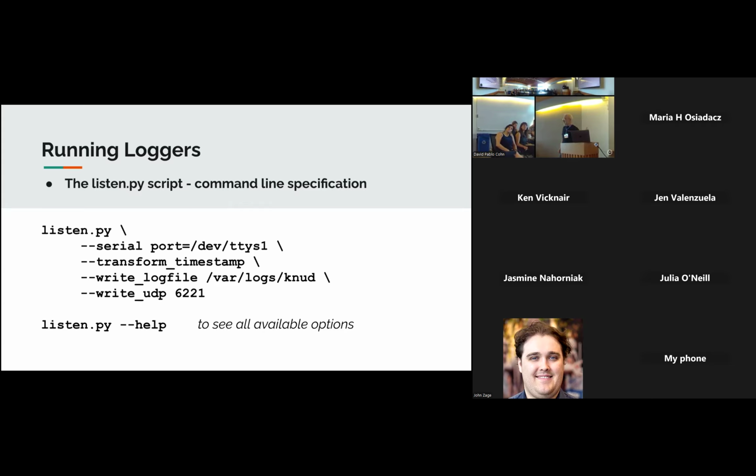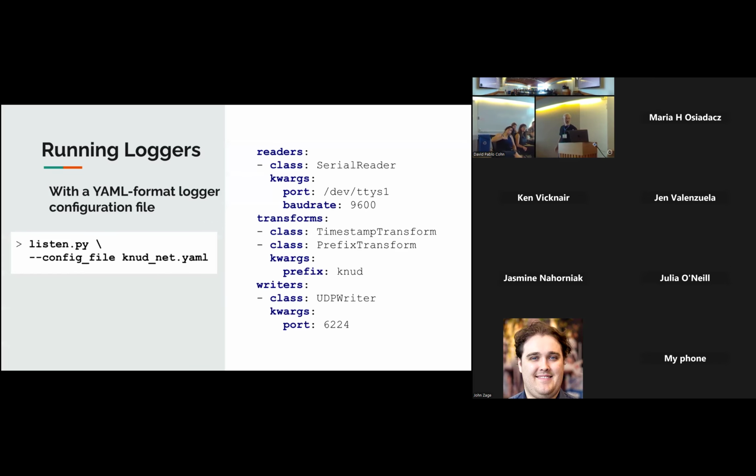Now, remember I showed you really simple loggers and how there can also be more complicated loggers. If you have a more complicated logger, you don't want to have to put all of that on the command line. So you can also create a configuration file. Say, run listen, run this config file. And the config file here, this is YAML.